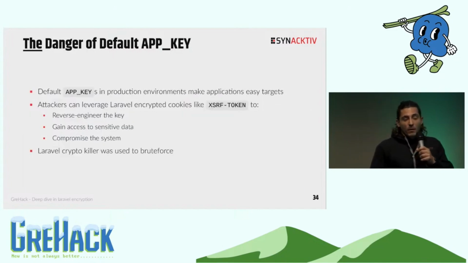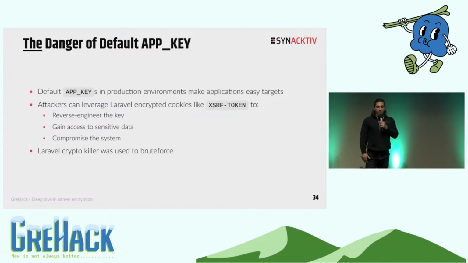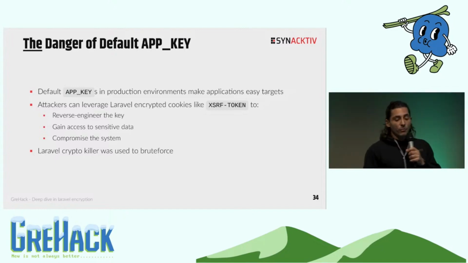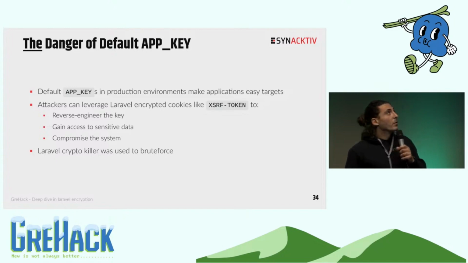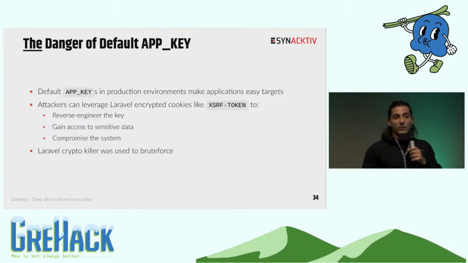Okay, what is finally the danger of default app keys? Default app keys in a production environment make the application easy to target, because an attacker can leverage an encrypted cookie like the XSRF token and reverse engineer the key, since sometimes the key is not a random string. If we have the key, even if it's not an RCE, I can gain access to sensitive data encrypted with it and compromise the system, which is the most important part, like we discussed before.